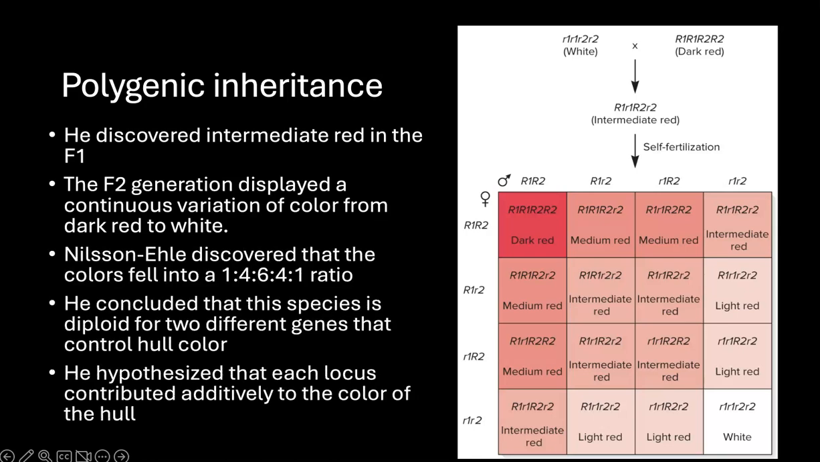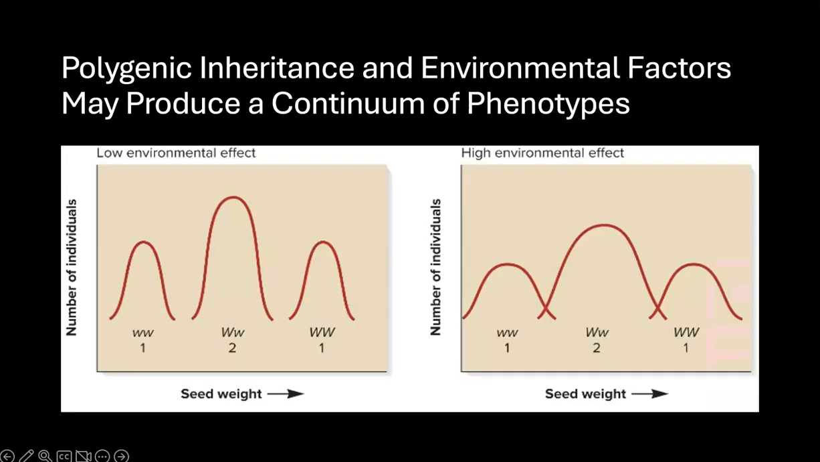Based on this pattern, he concluded that two different genes were active in controlling hull color and that each locus contributed to the phenotype additively. On top of multiple genes influencing phenotypes, the environment can also play a significant role. In the example here of environmental influence, we see that high environmental effects, shown on the right, can elicit a continuum of phenotypes even under single gene control.